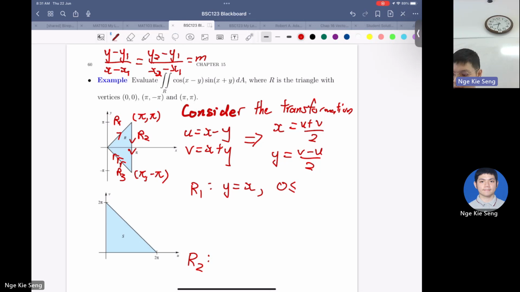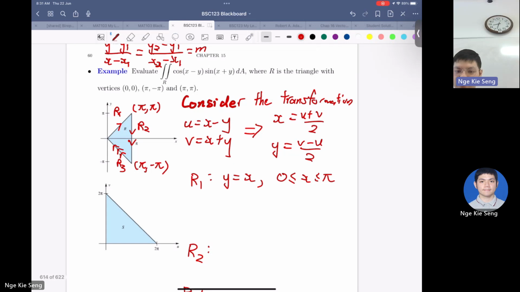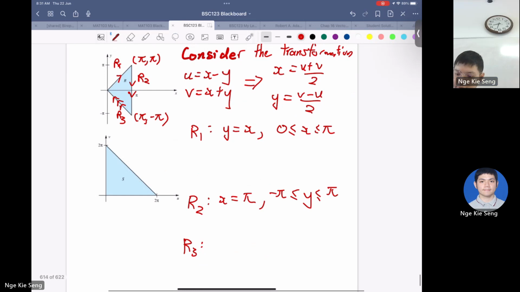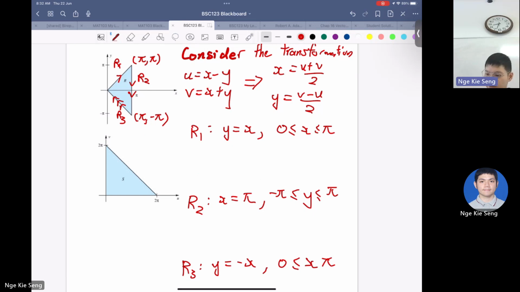My y is going from 0 to pi. How about R2? What's the line of R2? X equals pi. So y from where to where? Minus pi to pi. How about the third line? It's kind of symmetric. So y equals minus x. X also going from 0 to pi. Okay. So these are the 3 lines.